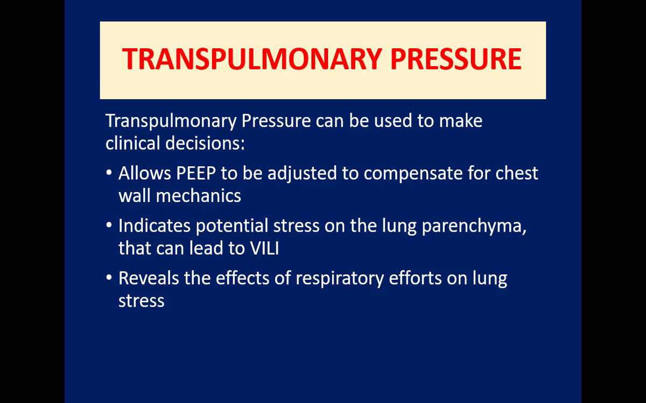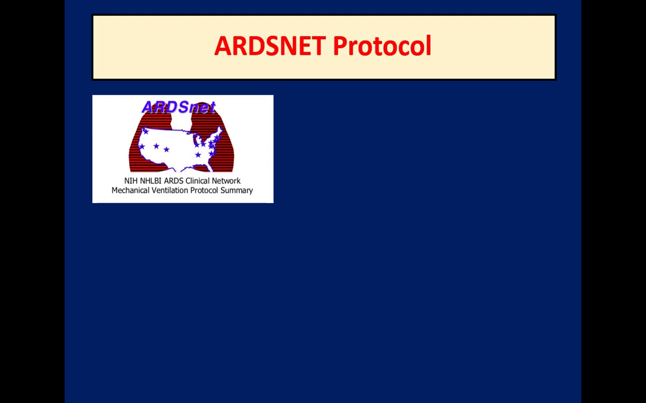So transpulmonary pressure can be used to make clinical decisions, which can allow PEEP to be adjusted to compensate for the chest wall mechanics. It indicates a potential stress on the lung parenchyma that can lead to ventilator-induced lung injury, and it reveals the effect of respiratory effort on lung stress. If you leave your patient spontaneously breathing, then you can see that if the transpulmonary pressure is going into the negative, you know that your patient is having more stress on the lungs. That could be harmful. So, last slide: the ARDSNet protocol.